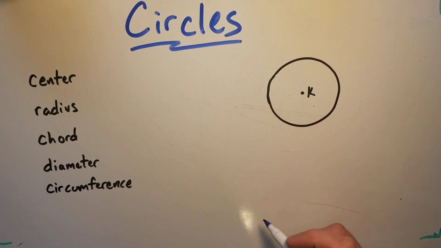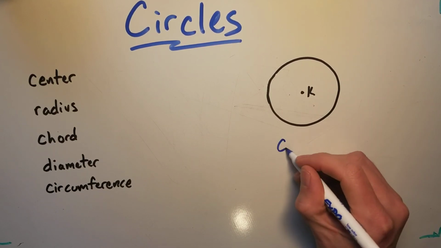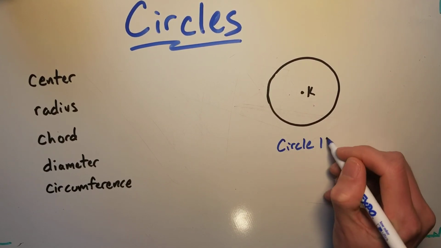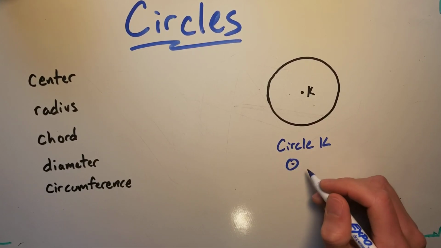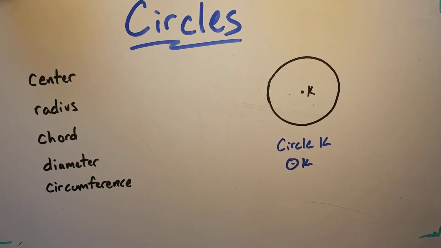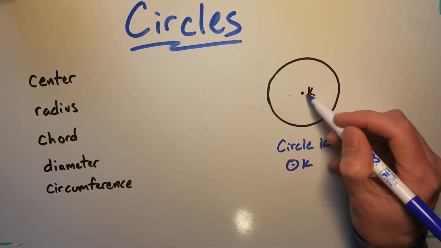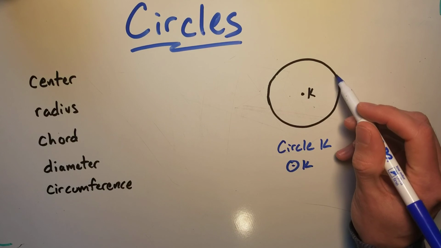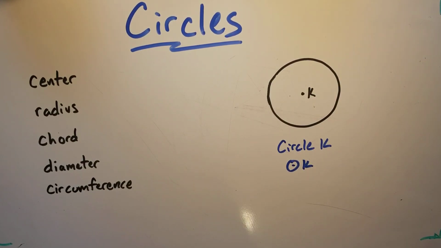How we can notate a circle: right here we have the center of K, so we could either write circle K, or we can use this symbol, draw a little circle, and a K after it. So this we would refer to as circle K. And the center, again, that's going to be the point that each point on the circle is the same distance from. So another really important term with a circle is called the radius.